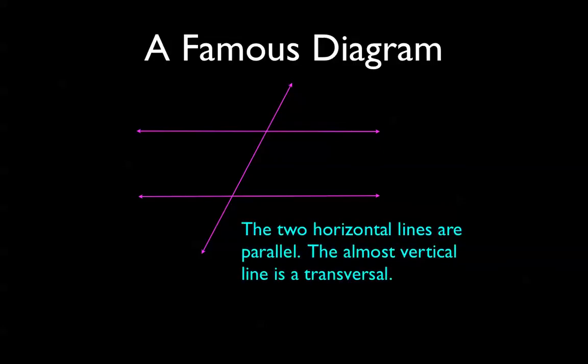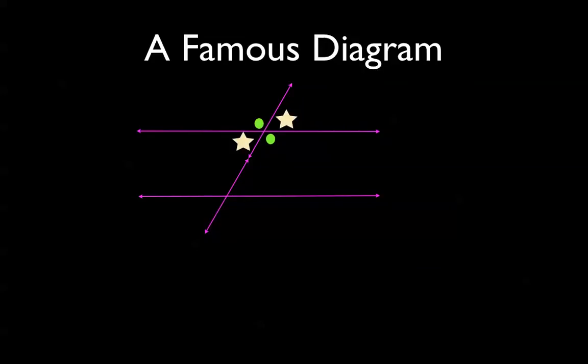Now, the vertical line, or almost vertical line, is the transversal. Now, I want you to notice something here. What do you know about those 2 starred angles? Pay attention, because if you get this, the next few days are going to be easy. If they're across from each other in an X, they are equal. What do you call them? Vertical angles. Good. What do you know about the 2 green dotted angles? They're equal because they are vertical. Vertical angles are equal.